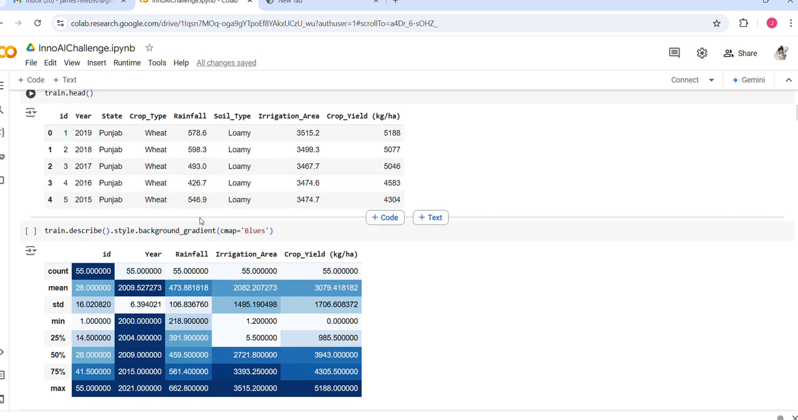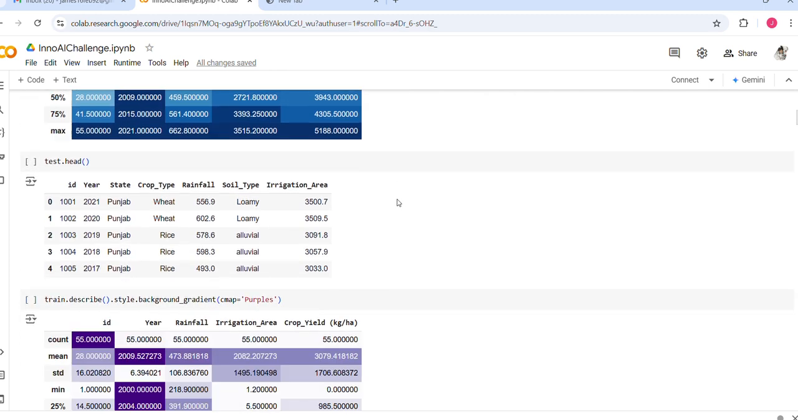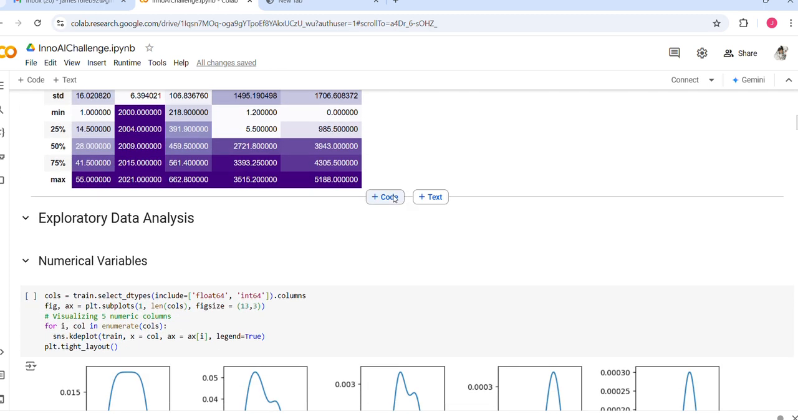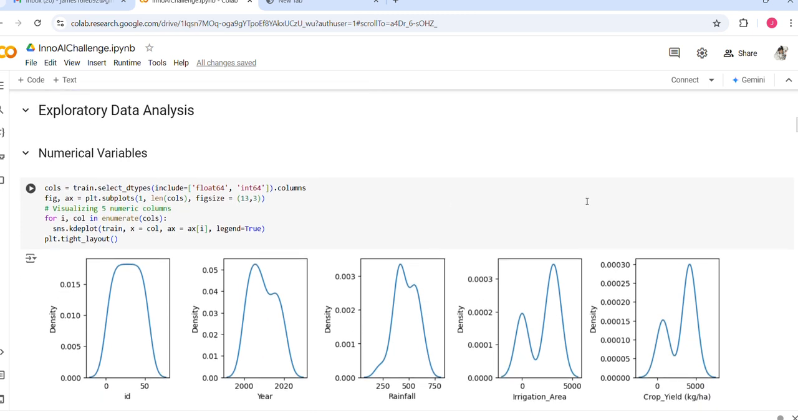years, crop types, rainfall, soil type, and irrigation area. We have to predict the crop yields. So we have to utilize all the given data for predicting the crop yields. And let's move on to some exploratory data analysis.